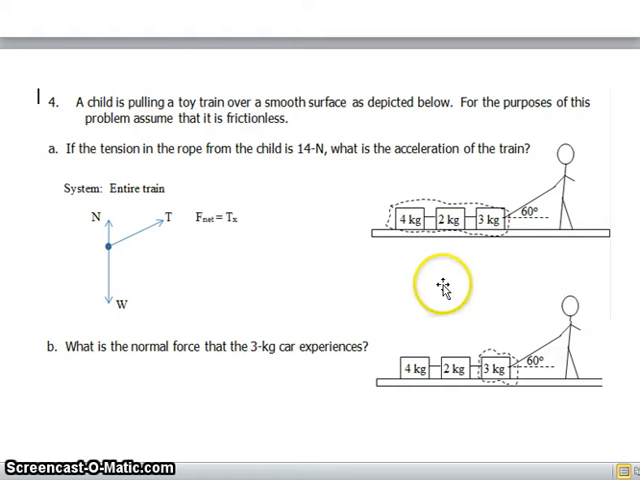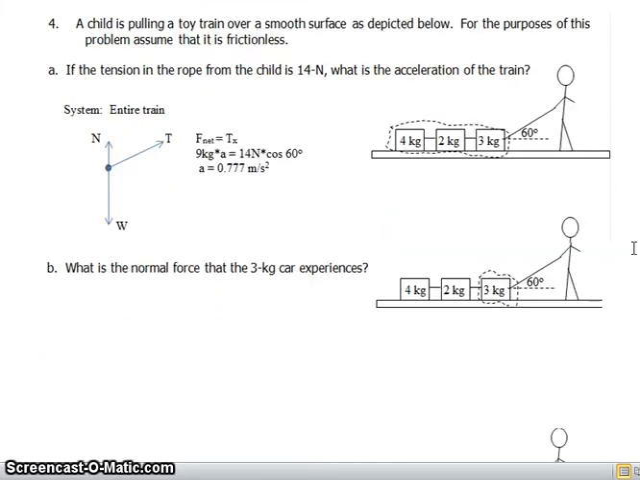F net would then be equal to the x component of the tension. Net force is ma, and that's going to be equal to 14 times cosine of 60, and we get an acceleration of 0.777 meters per second squared. Part B, what is the normal force on the 3 kilogram car?